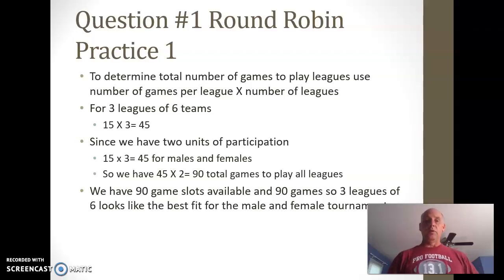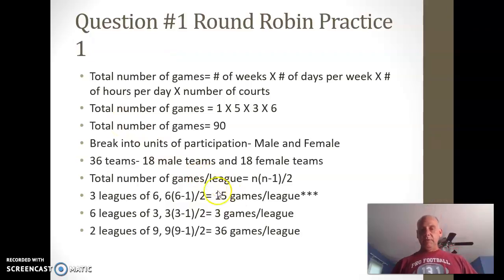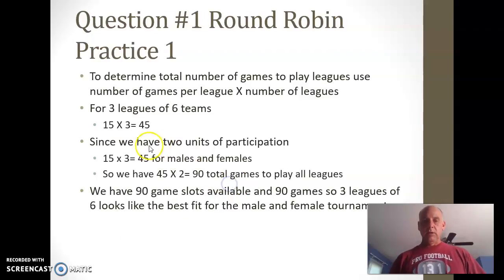We know that we have 3 leagues, 6 teams, and based upon our equation before, we know that we have 15 games per league. So that's what we're using, 3 leagues, 6 teams. That's where this 15 comes from. So we have 3 leagues, so it's 15 times 3 equals 45. So we have 45 male games, and then we also will have 45 female games for their 3 leagues.